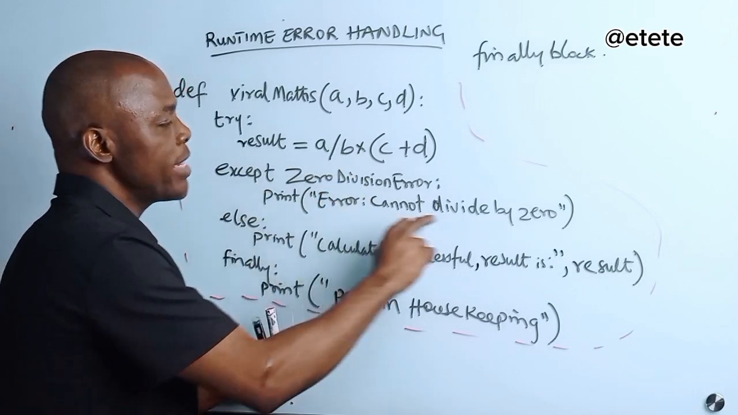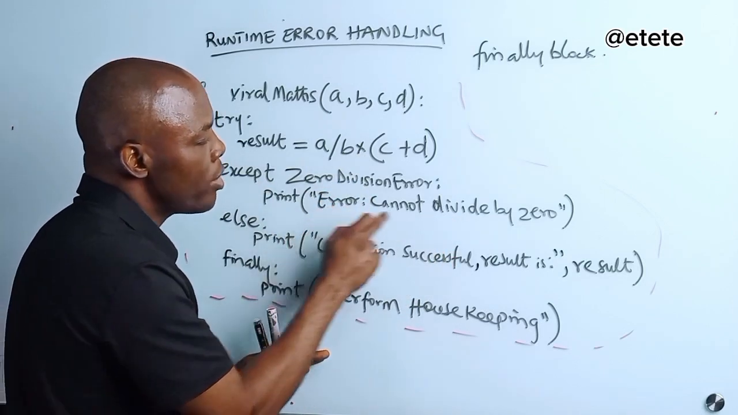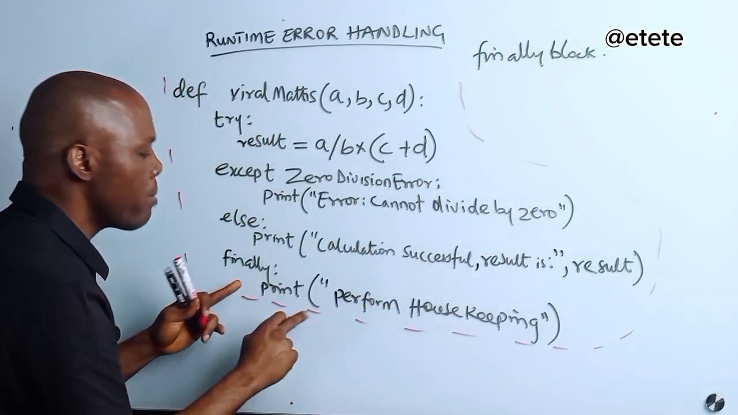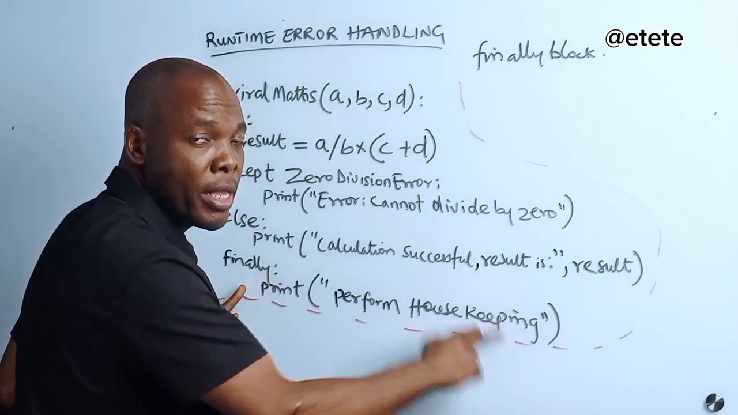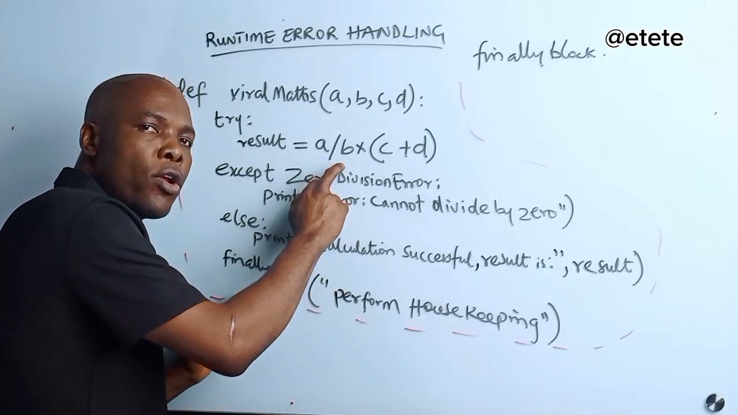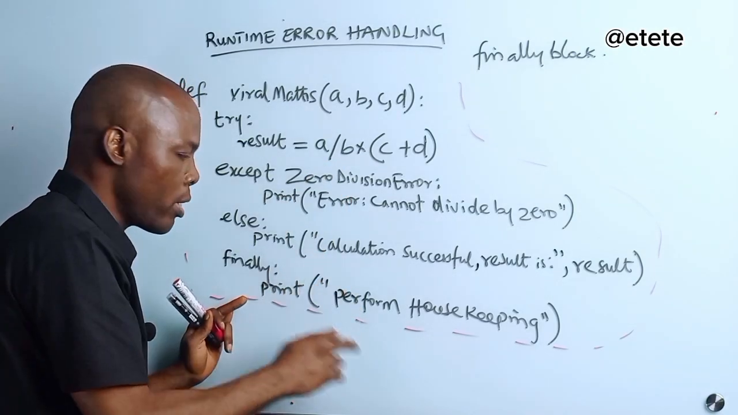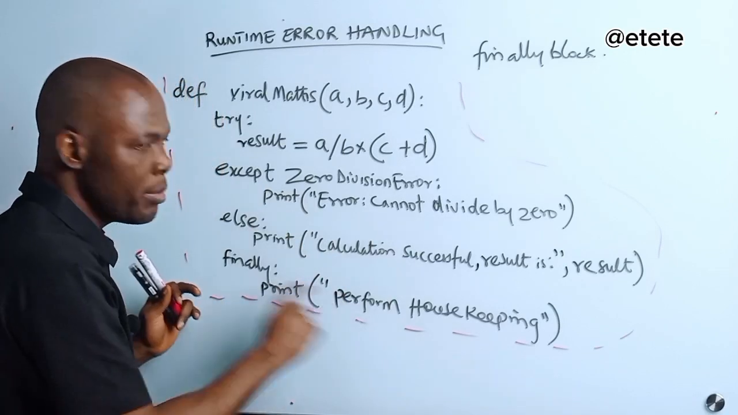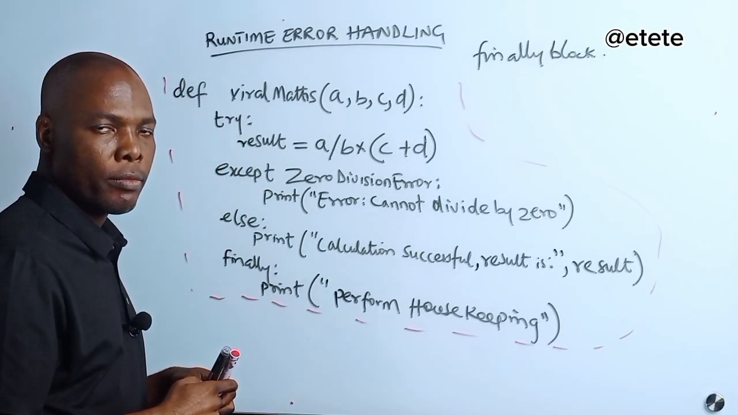Zero division error, and then it will capture it by printing out error, cannot divide by zero. Then it will come and print out perform housekeeping, meaning release all the resources. So whether there is an error or there's no error, this part must always be printed. That is the meaning of this finally block, right?